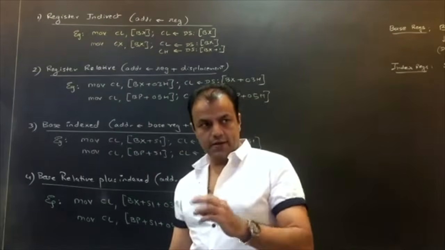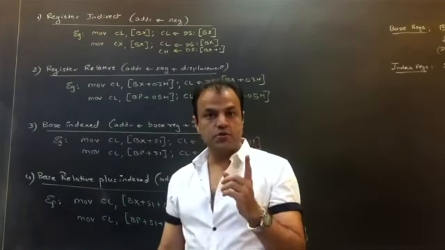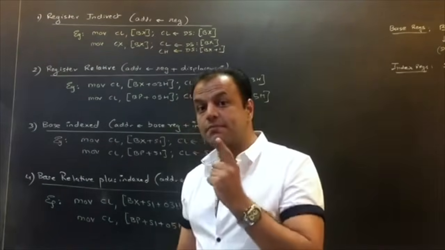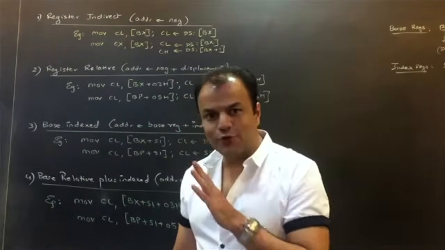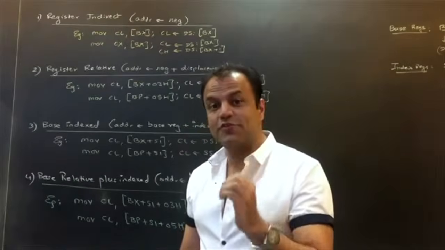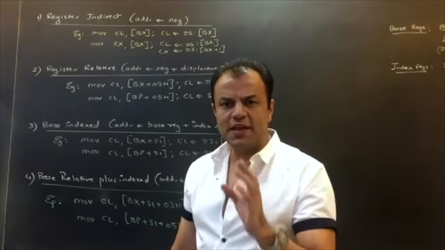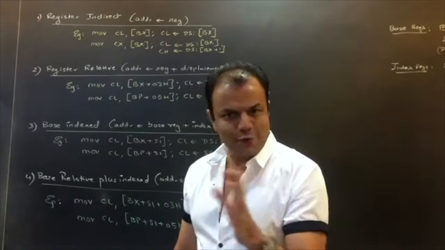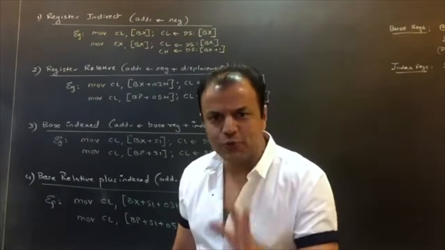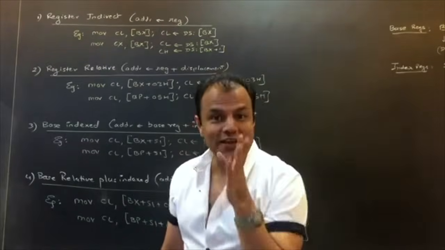CL is getting the data from a memory location whose address is given by BX. BX is not giving the data. BX is just giving an address. Suppose BX is 2000. CL is not getting 2000. Nobody is interested in 2000. We are interested in the location 2000.